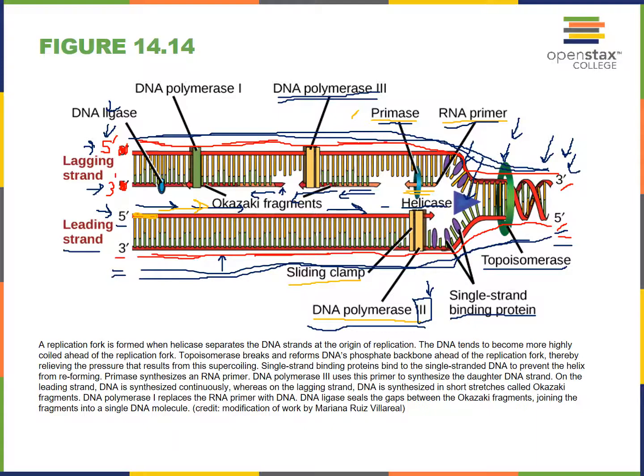Eventually, the RNA primers will need to be taken out of the newly synthesized DNA strand, because we want it all to be DNA. We don't want parts of RNA to be in there. And that's why this cartoon probably does not show a primer in the leading strand, because it was taken out a long time ago.